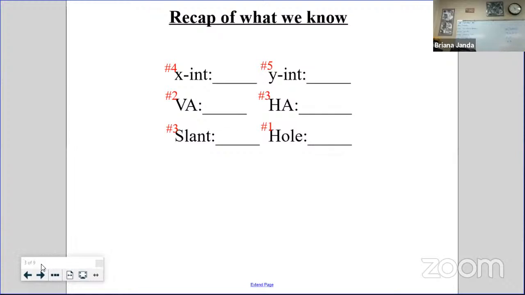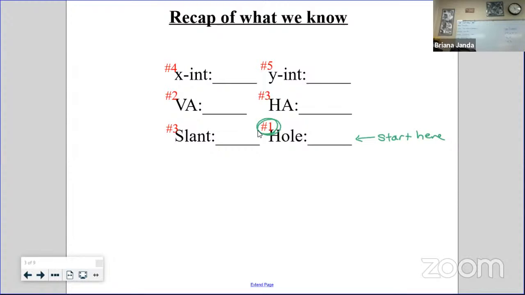So let's go back to yesterday. Take a second and just recap what we talked about. I have the order listed up there that we need to attack these. But ultimately, if you get off of your order, as long as you start here, the rest should not matter. But if you do not start by finding a hole first, and there is a hole, your x-intercepts and vertical asymptotes would be wrong, okay?